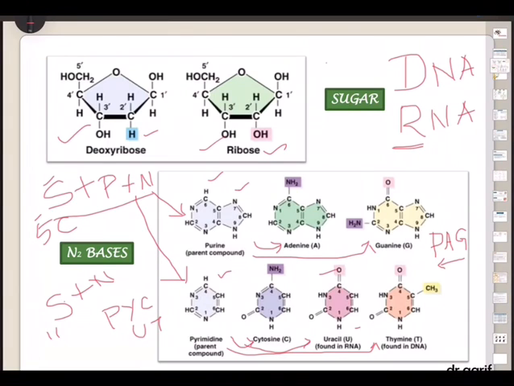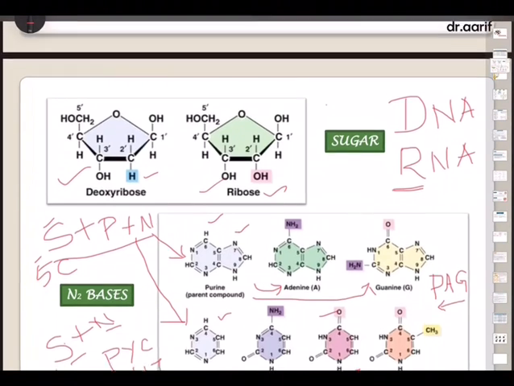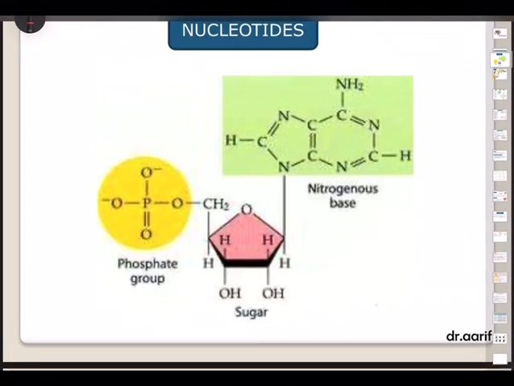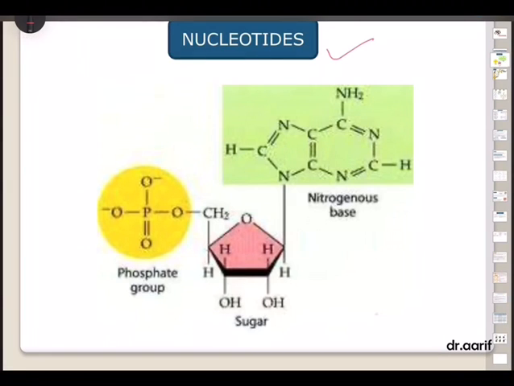The sugar is a pentose sugar, and the nitrogen bases, as you are seeing, are either double ring or single ring. The combination of these, that is sugar plus nitrogen base, results in the formation of what we call a nucleoside. These are nucleosides, NS. Remember? NS. It is easy to remember in the exam. How? Sugar and nitrogen base. So nucleoside.